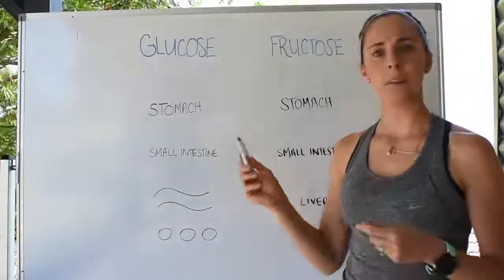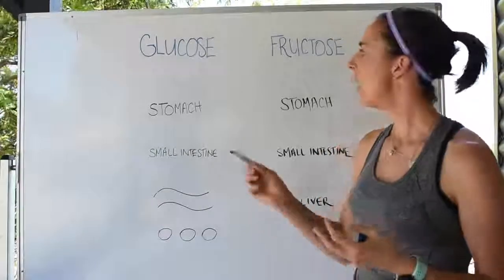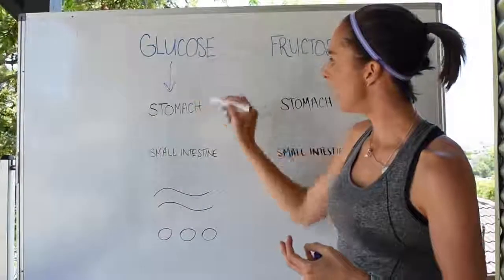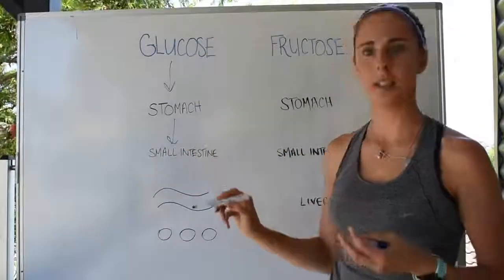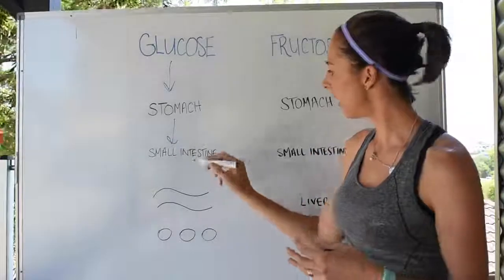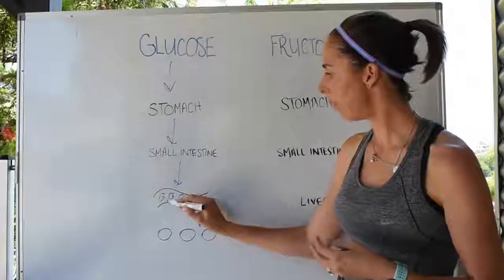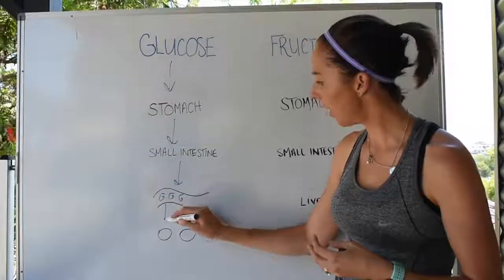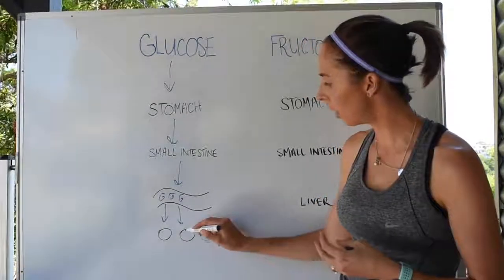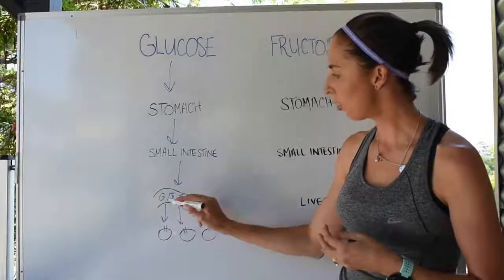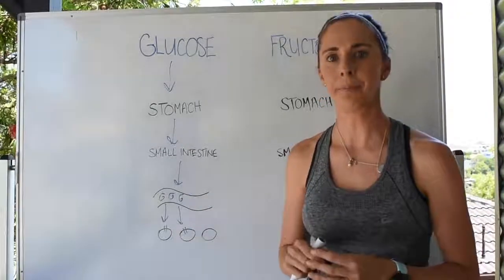Now, glucose, knowing how it works in the body, basically it enters the stomach after you eat it, and then from there enters the small intestine. From the small intestine, it can then enter the bloodstream, where you've got these glucose molecules running around, and then from the bloodstream, it can enter the cells. And this is where insulin comes and unlocks the door to allow the glucose to enter the cells.